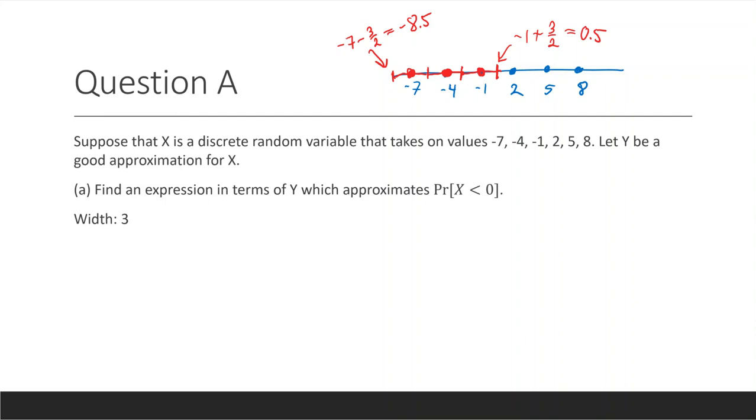And so we could write it as the probability that y lives in this interval, plus the probability that y lives in this interval, plus the probability that y lives in this interval. Or we can combine all that and just do the probability that y lives in this entire interval here. And so our answer is the probability that x is less than 0 is approximately the probability that y is greater than -8.5 and less than 0.5.